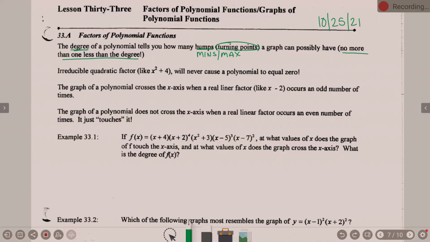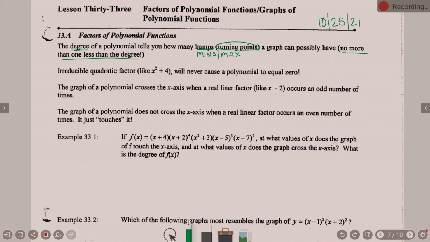Irreducible quadratic factors, like x squared plus 4. Something like x squared plus 4 will never cause a polynomial to equal 0. It would always be above the x-axis, so that would never equal 0.